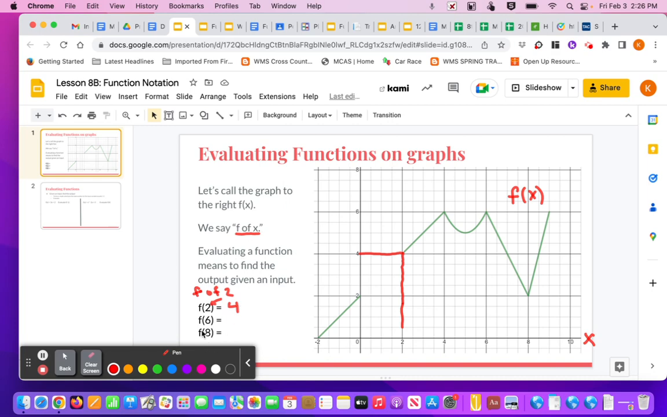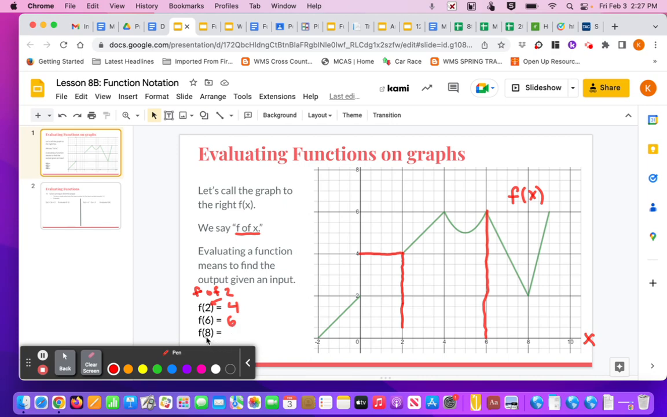Let's try this one. F of 6. Again, 6 is the input. So I look at the x, I input 6, and I follow it all the way up, and I look to see where it touches the graph, and yep, it hits right here. I come across, and it looks like it hits at an output, a y value of 6. Input of 6 gives us an output of 6 for this particular function.